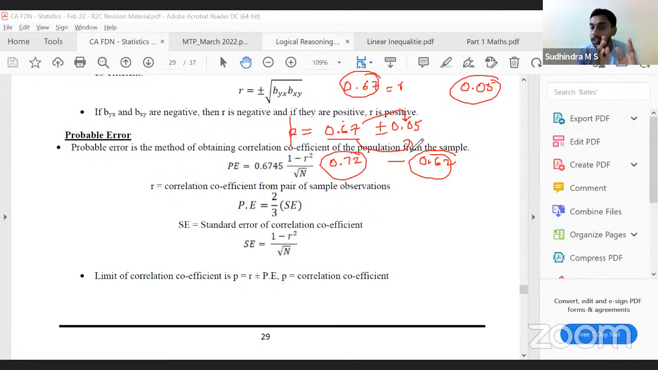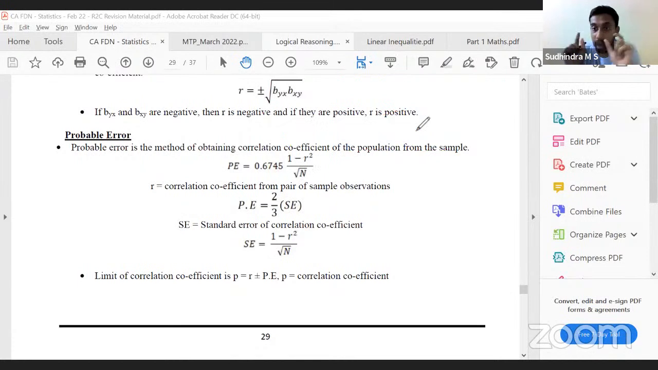So for the population, the correlation coefficient would be in the form of a range. It will not be a single value, unlike the correlation coefficient of the sample. So first we calculate the correlation coefficient of the sample r, then calculate the probable error. How do we calculate probable error? 0.6745 into 1 minus r square by root n. Then we limit the correlation coefficient of the population, which is r plus or minus probable error.